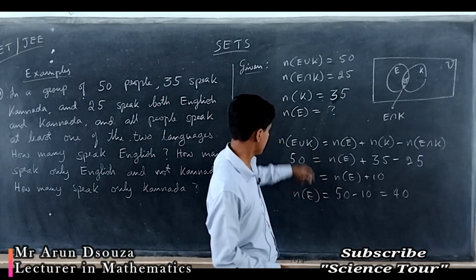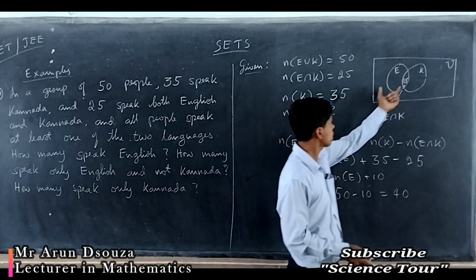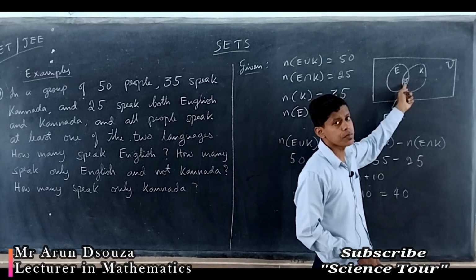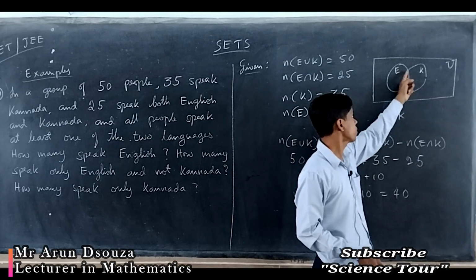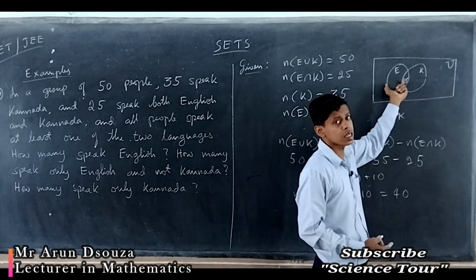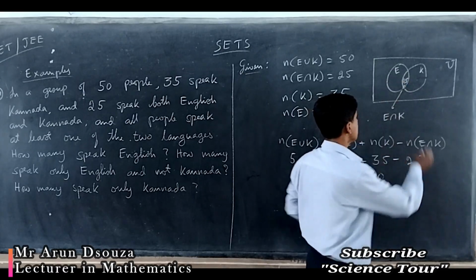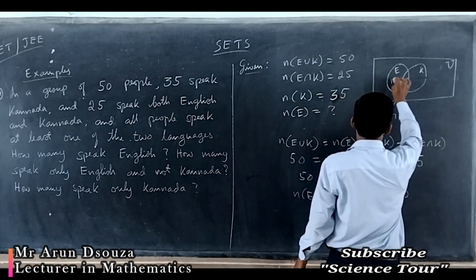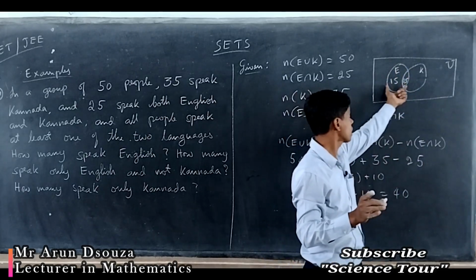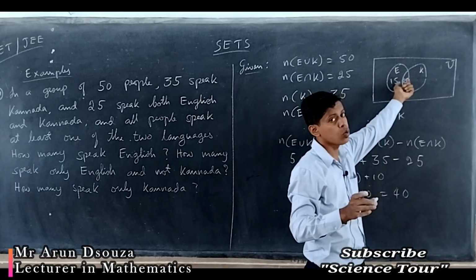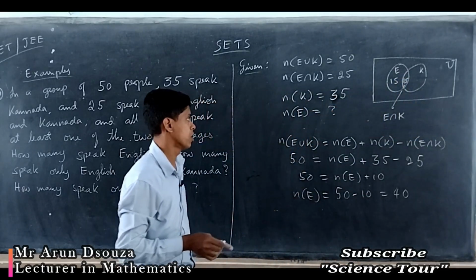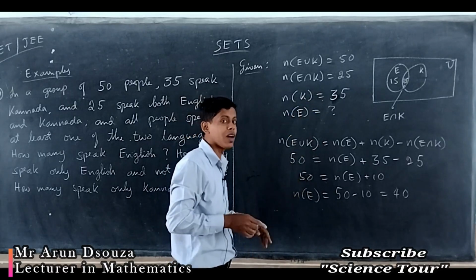Well, now see, you have N of E 40. N of E 40 means this total circle is 40. Now this region is occupied by 25 people. So how many people will occupy the remaining out of 40? Only 15 people. So there are 15 people who speak only English. Total 40. These people know both the languages. How many know only English? 15 people. So combining together you have 40 there.